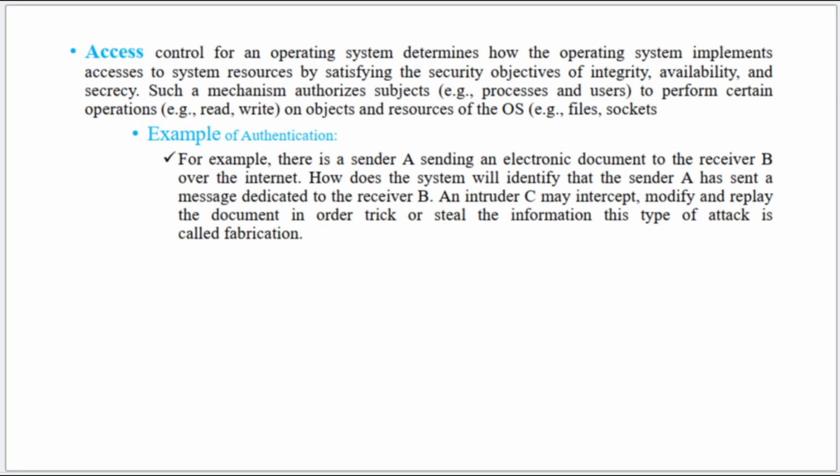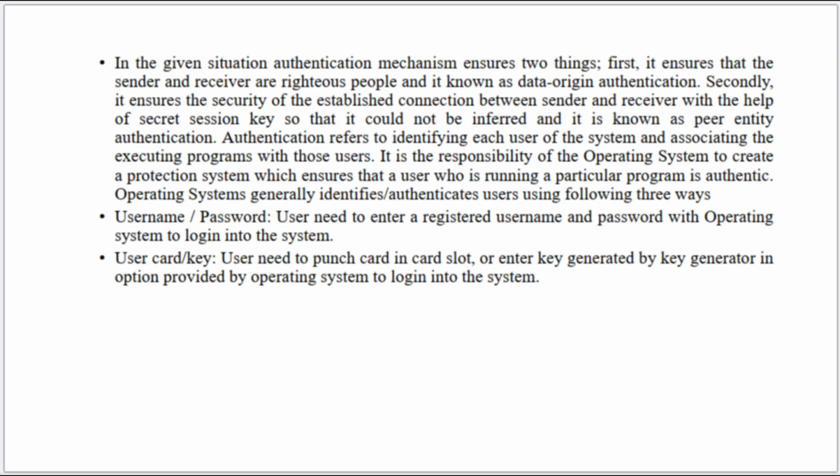How will the system identify that the sender has sent a message dedicated to the receiver? An intruder may intercept, modify, and replay the document in order to trick or steal the information. This type of attack is called fabrication. 19. In the given situation, the authentication mechanism ensures two things.